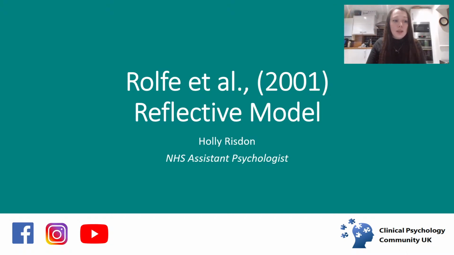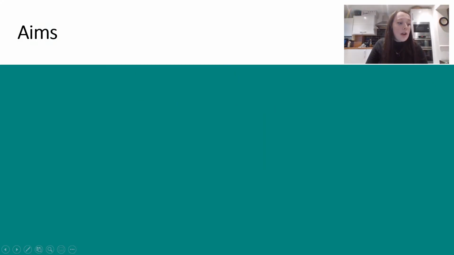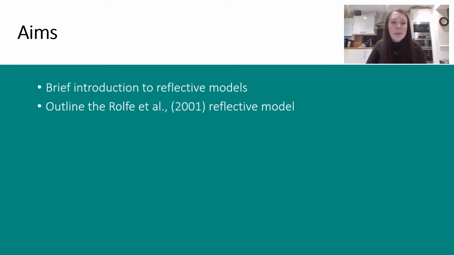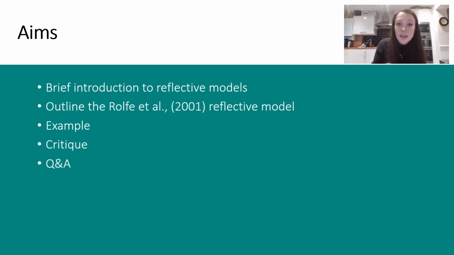Let's get straight into it with the Rolfe et al. model. Today I'm going to give you a brief introduction to reflective models, and outline the Rolfe et al. 2001 model. I'm going to give you a couple of examples, and I'm going to critique the model as well, so some strengths and limitations. Then we're going to have a little time for a question and answer section. So as we go through, if you've got any questions, absolutely pop them in the chat, and hopefully I can get to it in the question and answer section.